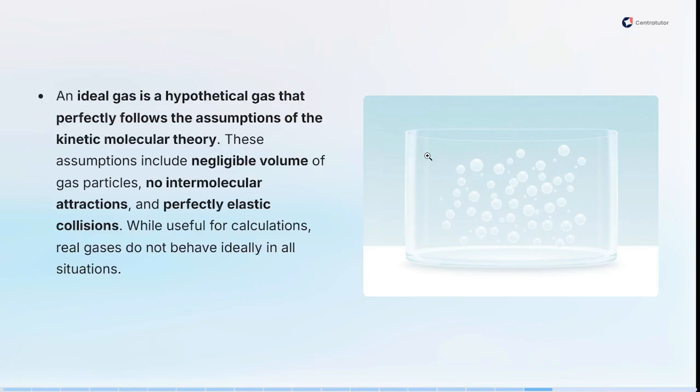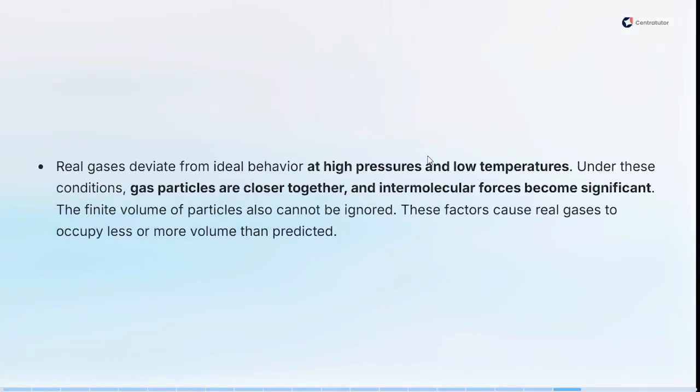So let's head in. Real gases deviate from ideal behavior under two conditions: high pressure and low temperature. Under these conditions, gas particles are closer together and the intermolecular forces of attraction become significant.